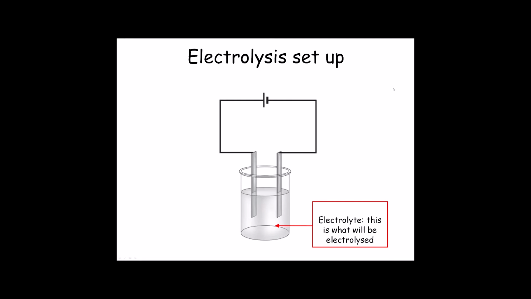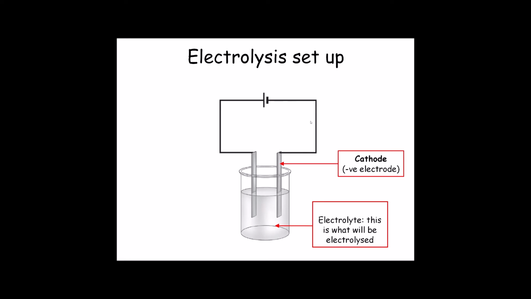Now, when we do electrolysis, we set it up a little bit like this here. Okay, so firstly, we've got our beaker with our either dissolved or our molten ionic compound in the bottom. And this is called the electrolyte. That is what we're going to do the electrolysis on. Okay, so we can say it will be electrolyzed.